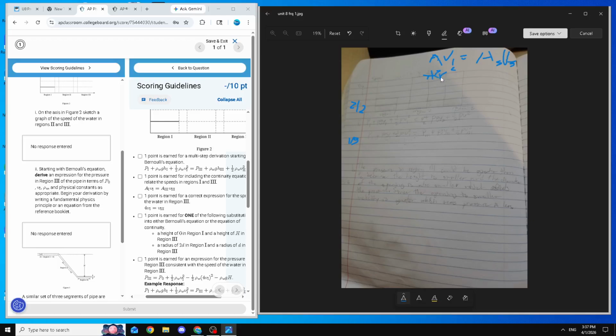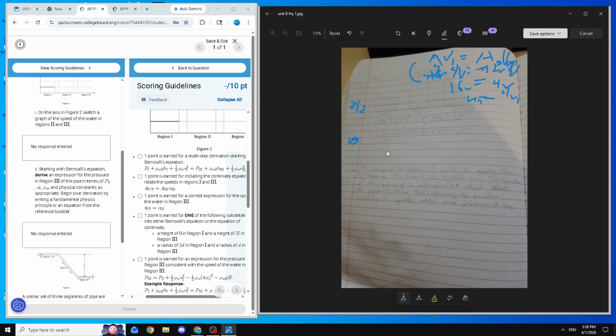This is 2D, so this should be pi times 4r squared times V1 is equal to pi times 2r squared times V3, and so you'll get 4V for this, and you'll get 16V for this. If you bring it to our side, V3 is equal to 4V1.